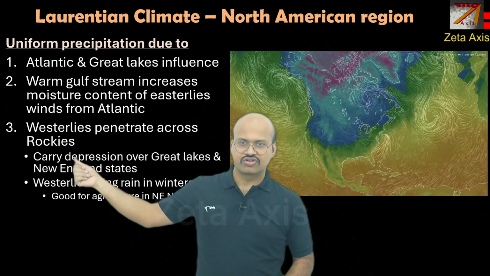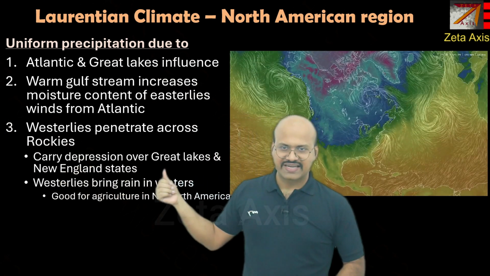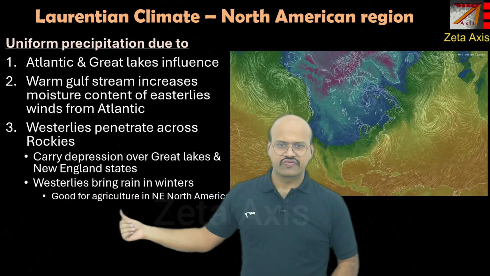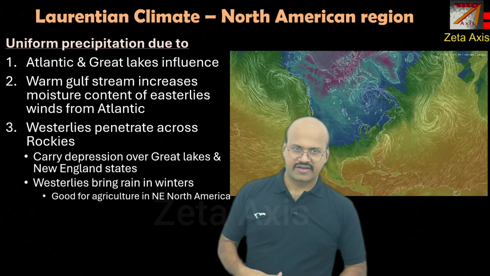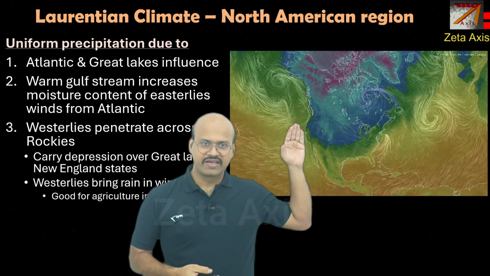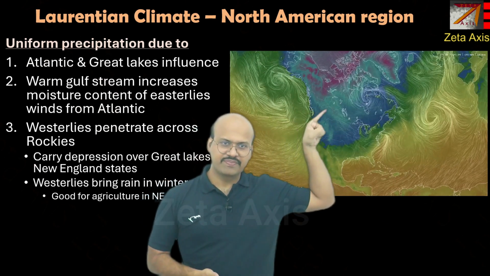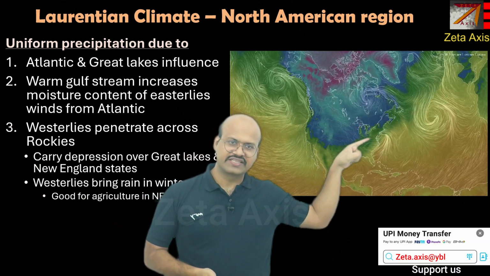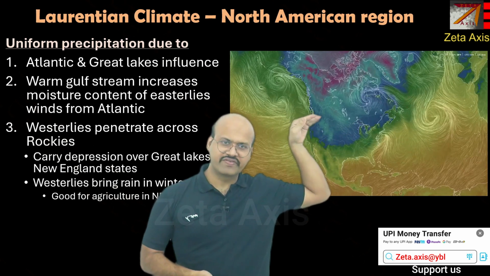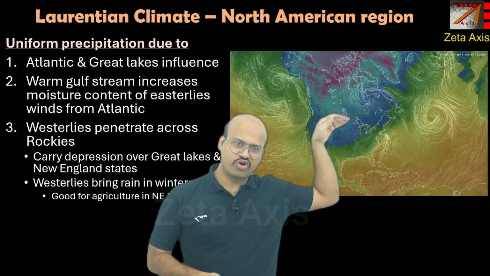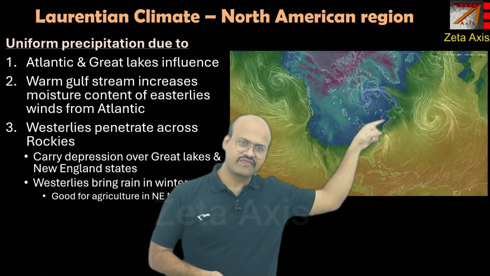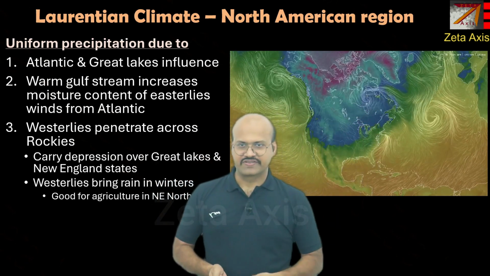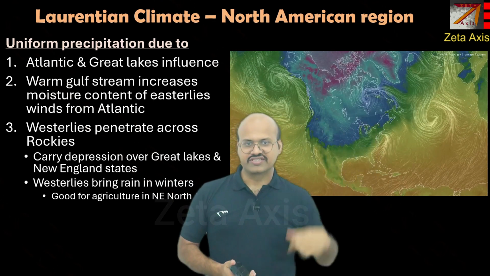Westerlies penetrate across Rockies. They carry depressions over Great Lakes and New England states. Westerlies bring rain in winters and it is good for agriculture in Northeast North America. So what happens is that if we see over here, you can see that the winds, they will bring depressions from here, and we can see that there is this low pressure like depression in this region over the Great Lakes. So the winds, they will flow from here, they will carry the moisture from the Great Lakes and then they will give rainfall in this region. So this is how the westerlies in winter specifically, they will bring rainfall to this region, which is very good for agriculture.